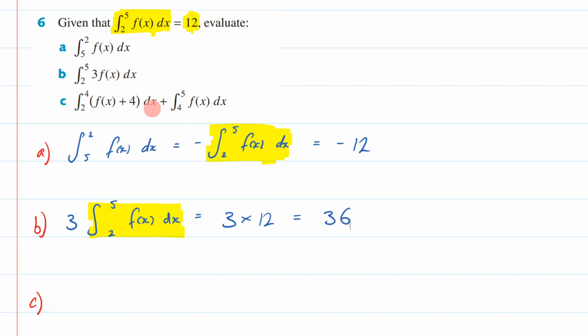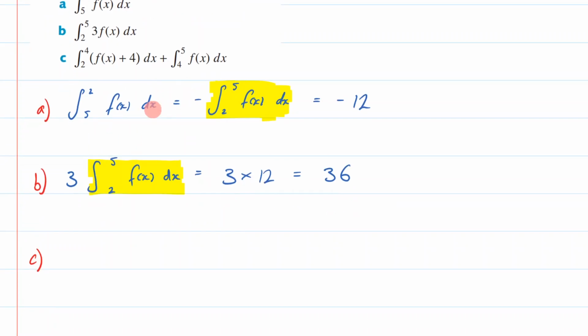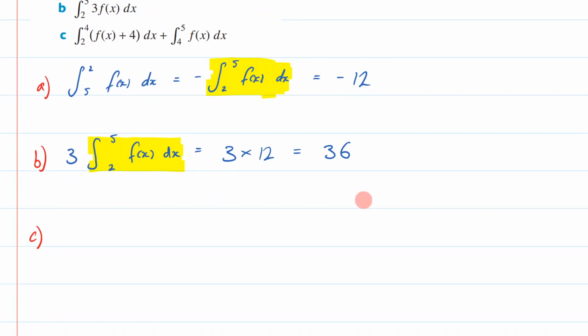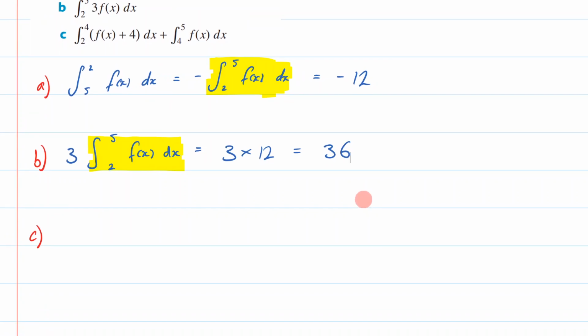Perfect. And now we come to the last one here, C. This is the most challenging of all. So let's come down here and have a look at it. The first thing I'm going to do is see that this is made up of 2 parts, so let's just split them apart to begin with.